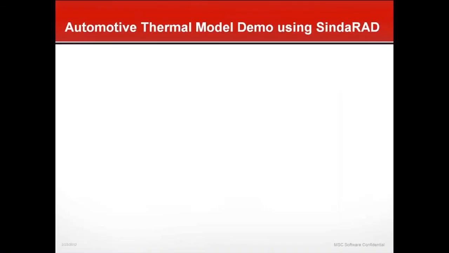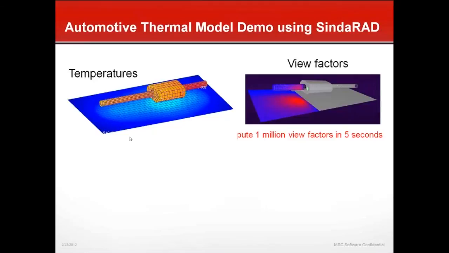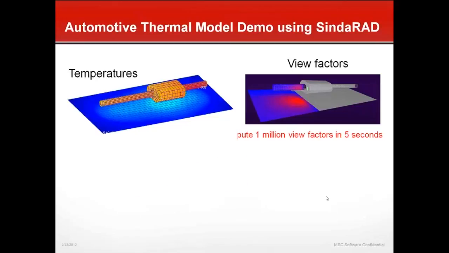Before I drop into Patran for a quick demo, I want to just talk about an automobile application of Sinda, and that's a muffler here, and we have exhaust flow through here with convection to the walls, and we have a radiation shield here trying to protect the passenger's feet from that hot exhaust pipe. And we have a view factor program called SindaRAD that can compute, in this case, about 1 million view factors in 5 seconds, and you can go into it and actually look at view factor from one surface to another. And then we're modeling convection down through this exhaust pipe also in this model.